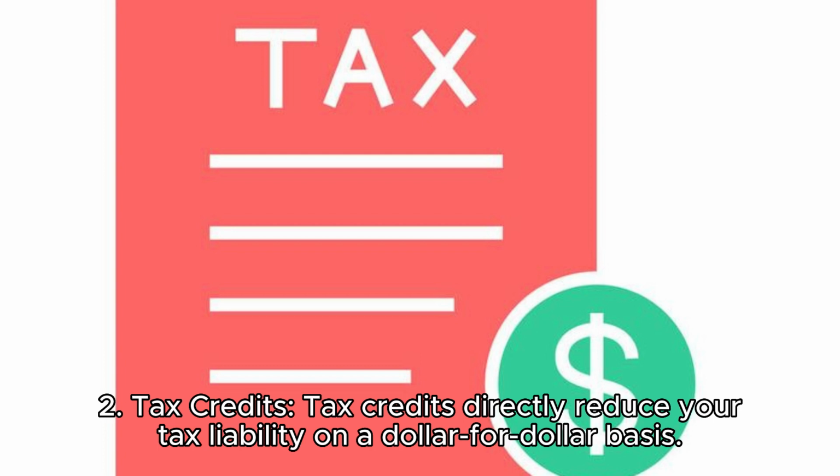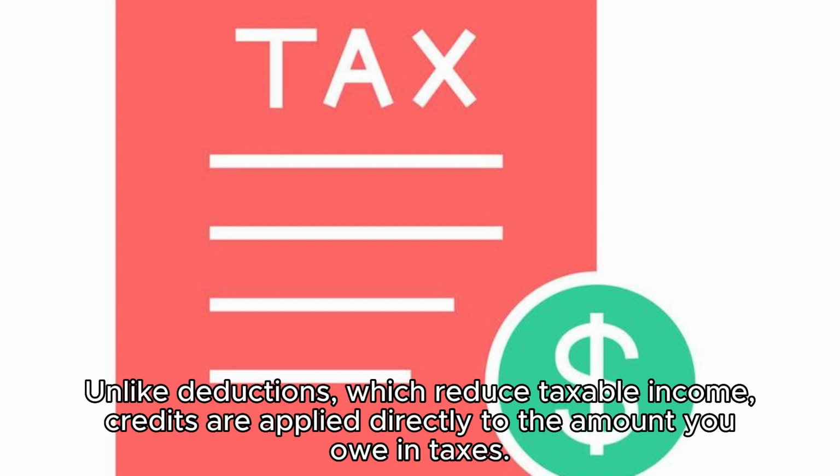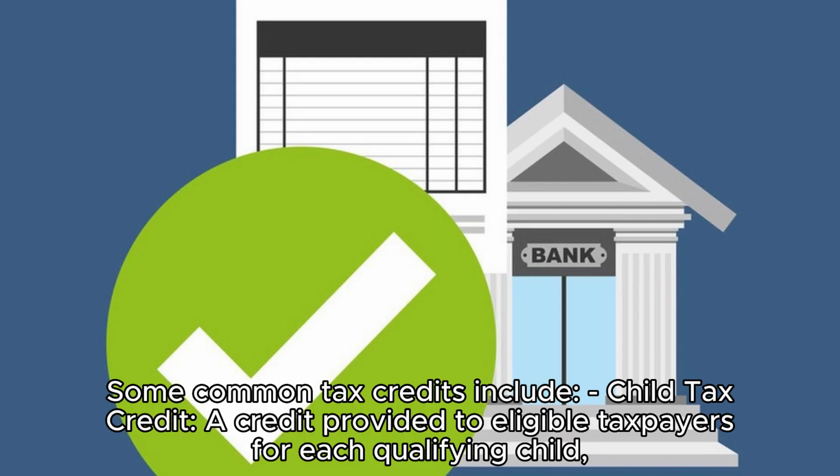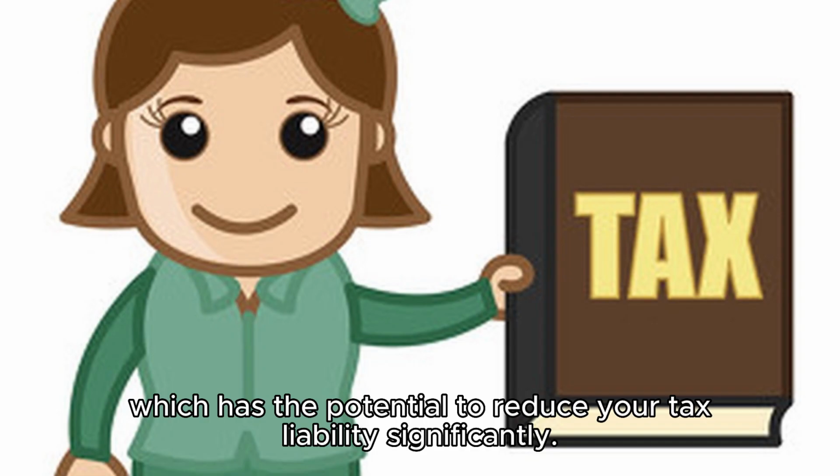2. Tax credits. Tax credits directly reduce your tax liability on a dollar-for-dollar basis. Unlike deductions, which reduce taxable income, credits are applied directly to the amount you owe in taxes. Some common tax credits include the child tax credit, a credit provided to eligible taxpayers for each qualifying child, which has the potential to reduce your tax liability significantly.